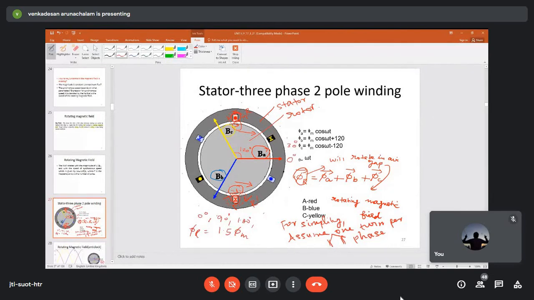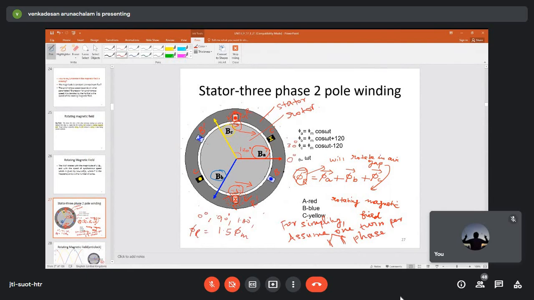Similarly, you have B phase. So this is your B, and let me take this as B dash. This is another phase, B dash. And then C phase, and this is C dash. So you have a three-phase winding in the stator, and each phase winding has only one turn. That we are assuming for simplicity, right?